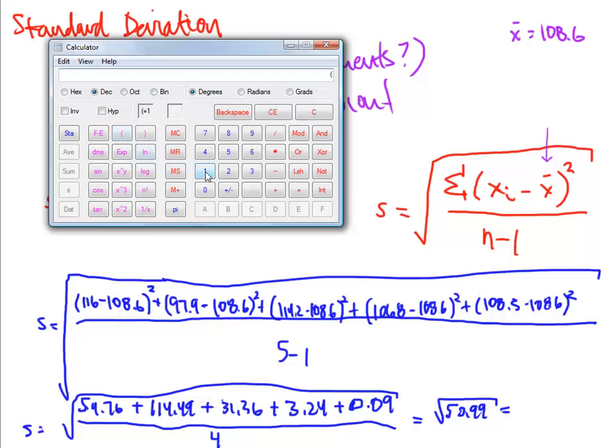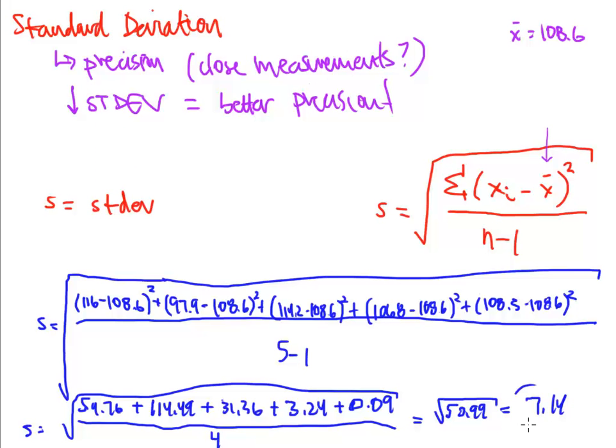And that is a 1 divided by 2. Close the parentheses up, which is a 0.5, and then you're going to hit enter. So this gives me 7.14. So 7.14 is going to be the standard deviation.